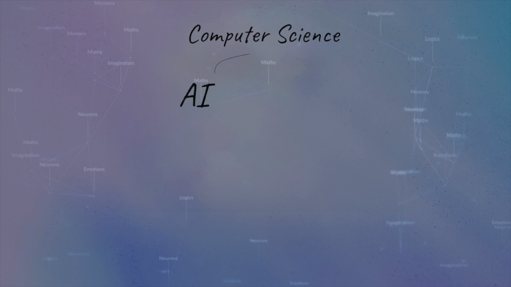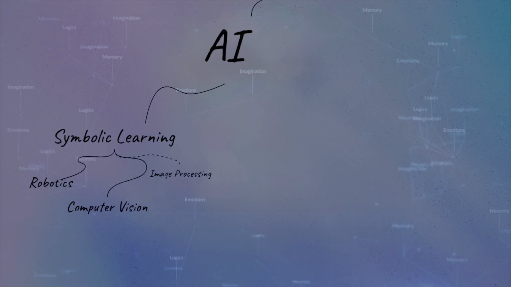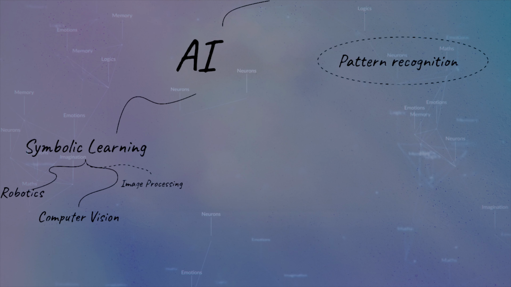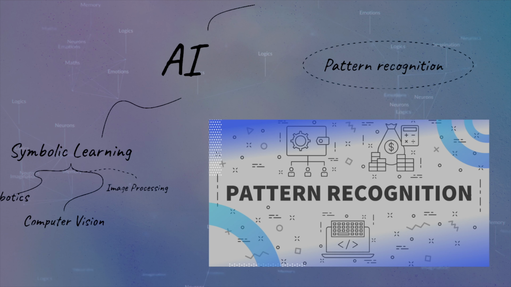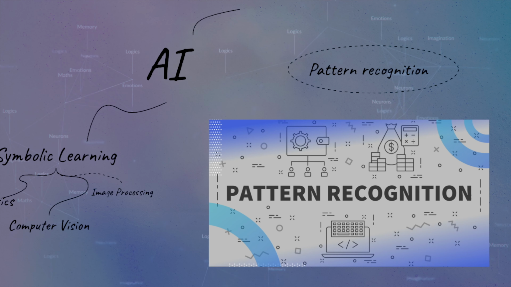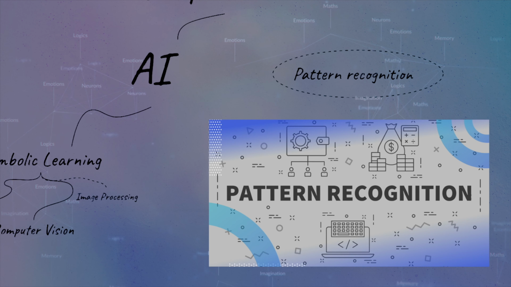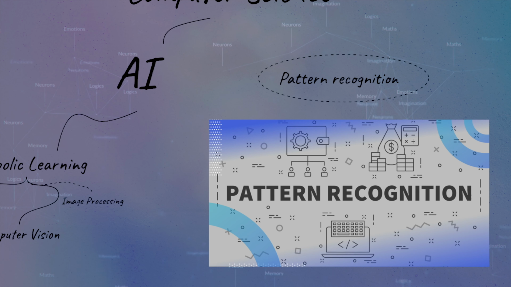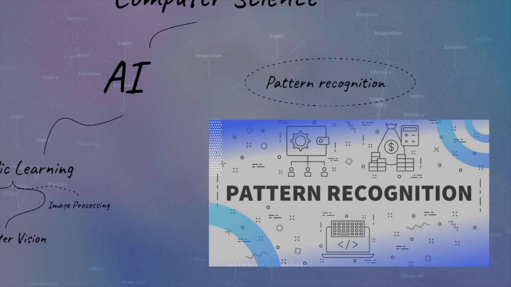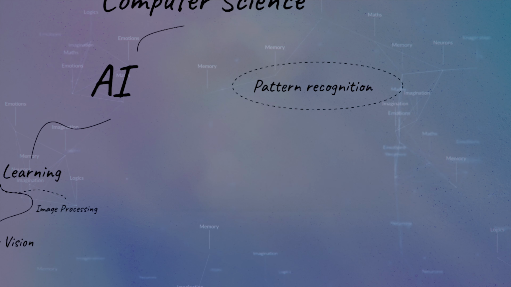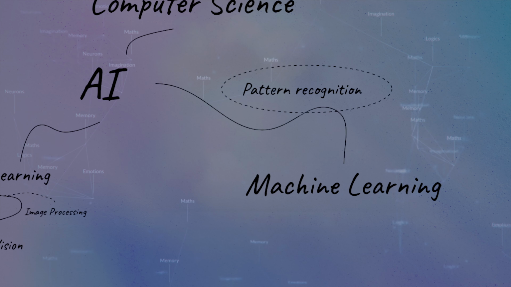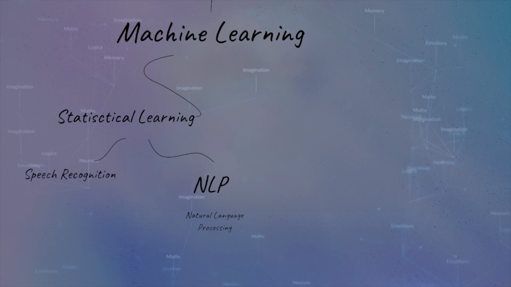Furthermore, we can divide AI into symbolic learning, like computer vision, robotics, and image processing. On the other side, as humans, we are very good at pattern recognition, but machines are even better because they can look at a lot more data in a lot more dimensions. And this field is called machine learning. Under machine learning, we also have statistical learning and deep learning.